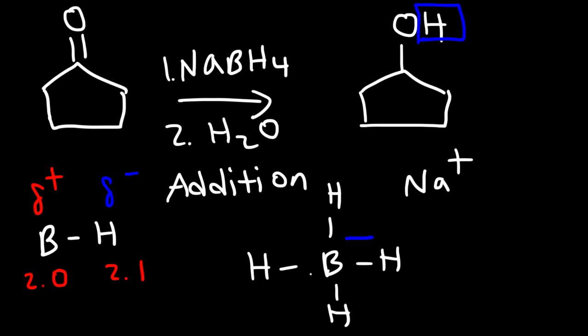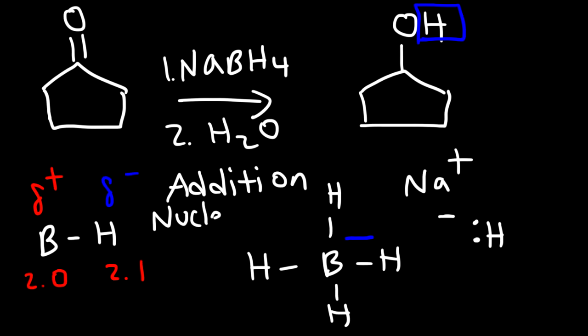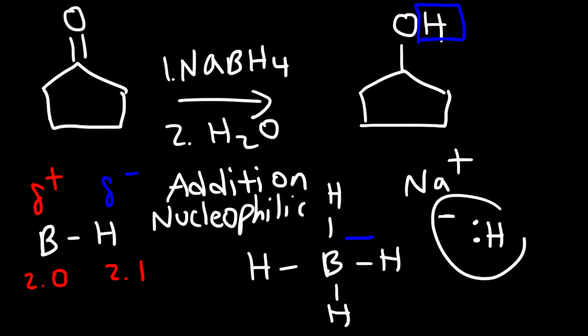Now, BH4-, the borohydride ion, is basically a boron attached to a hydride ion. And because this hydrogen has a negative partial charge, it's nucleophilic. And so we've added a nucleophile to this carbonyl group. So this is not just called an addition reaction, but it's also called, more specifically, a nucleophilic addition reaction because we're adding a nucleophile to the carbonyl group. So now let's write up a mechanism for this reaction.